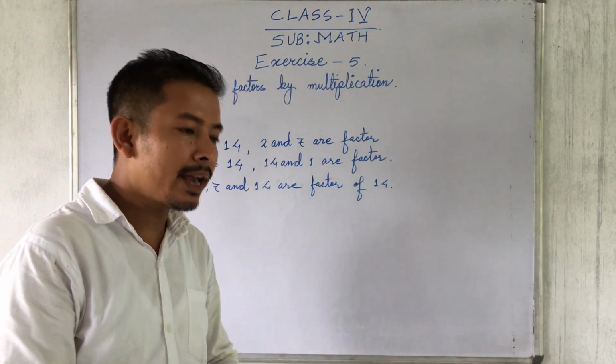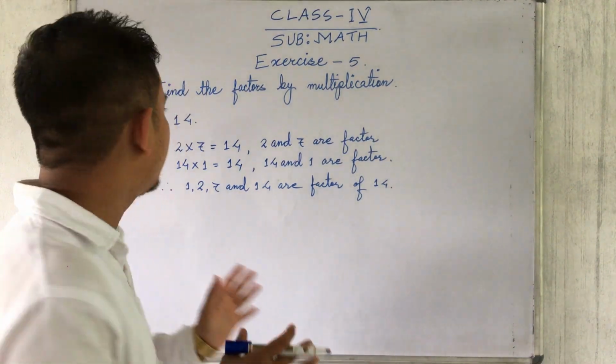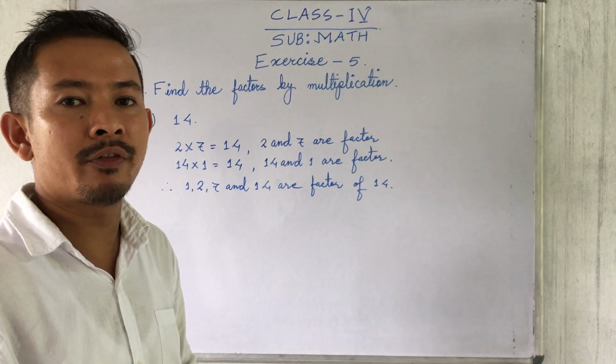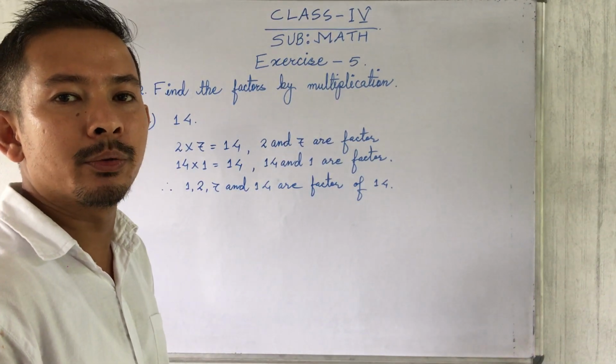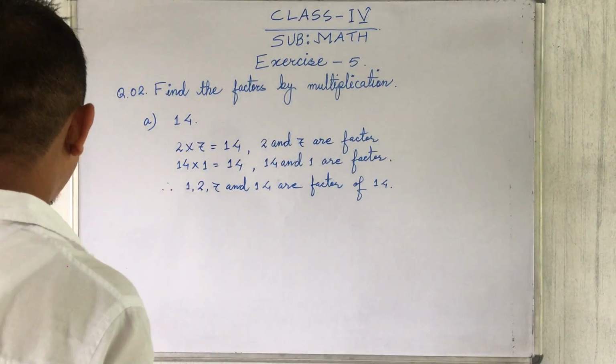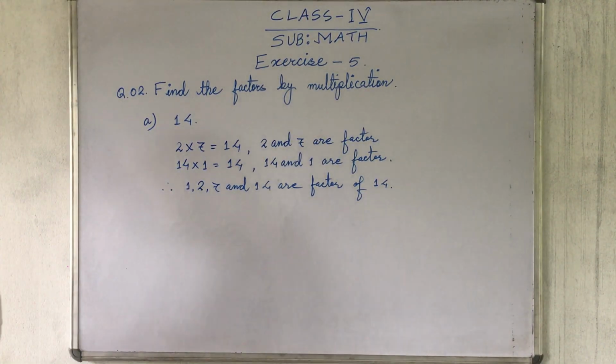If in any number table, if this given number is there, that means you can say that number is the factor of this given number in the questions. Understood? So this is number A. It's very easy. Okay. Now I am doing number B also.